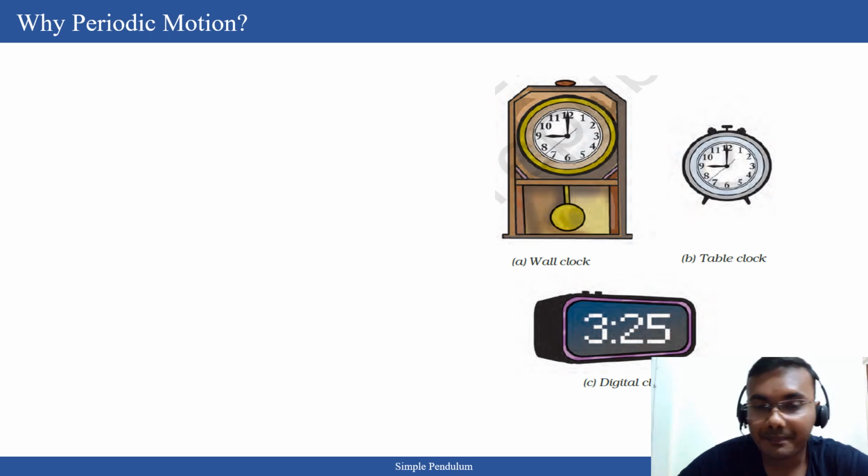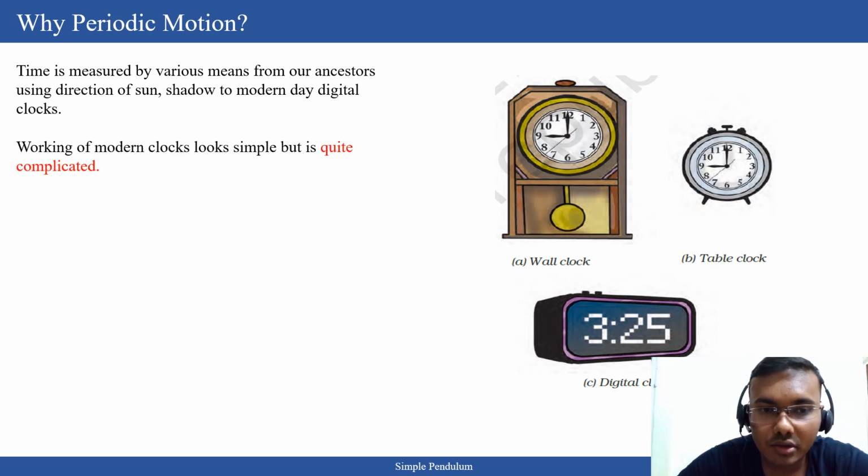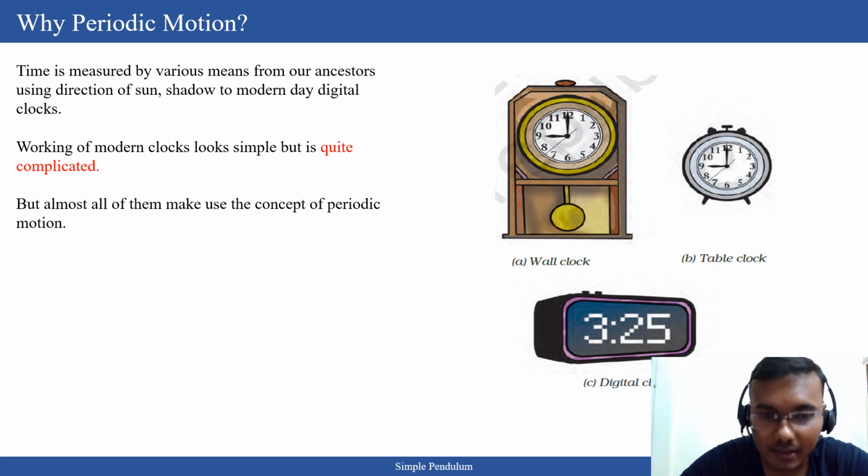So why periodic motion? We see that time is very important for us. Time is measured, so we need to find some mechanism to measure time. Our ancestors used to measure time by seeing the direction of the sun and our shadows, and in recent days we have modern digital clocks. Working of these modern digital clocks looks simple, but actually it's quite complicated. I will not go into the details, but one thing is for sure: most of these clocks make use of periodic motion.